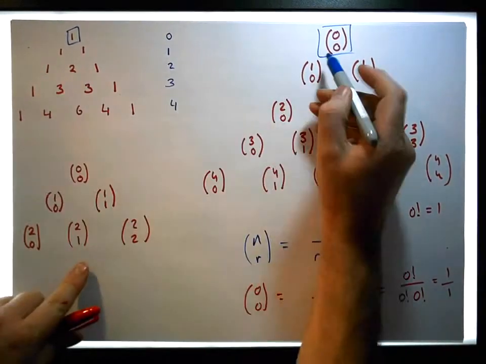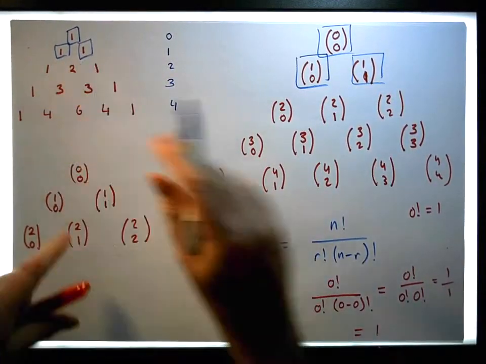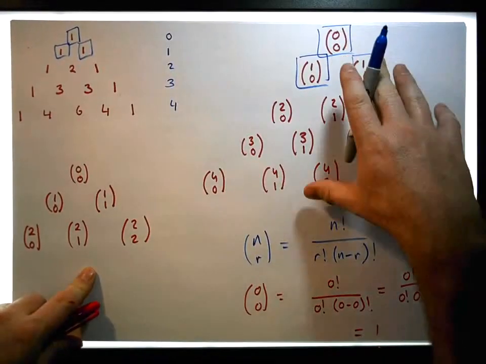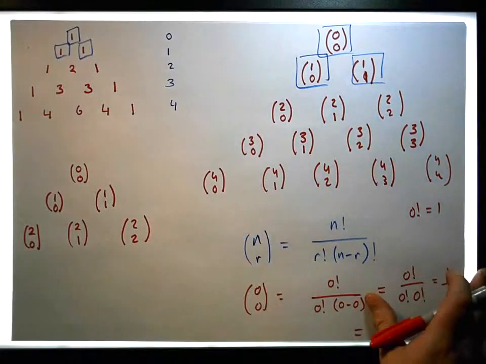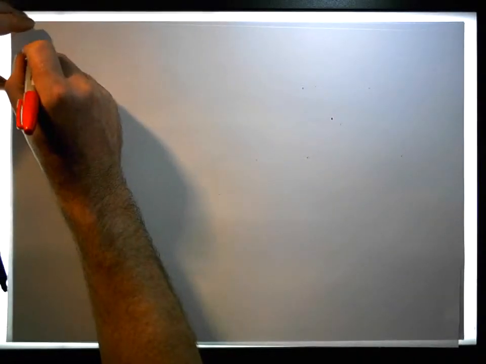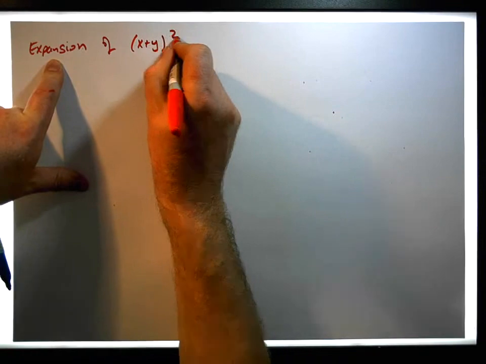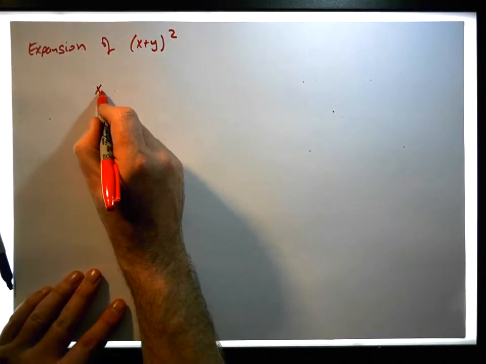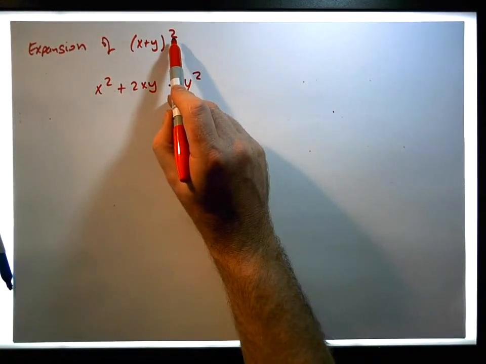This particular term here is associated with this, this is associated with this, and so on. And that's the relationship between Pascal's triangle and these binomial coefficients. My point is this: when we looked at the expansion of x plus y squared, we'll get to a more complicated example in a minute. When we expanded that out, what we got was x squared plus 2xy plus y squared. Now, the exponent here is 2.